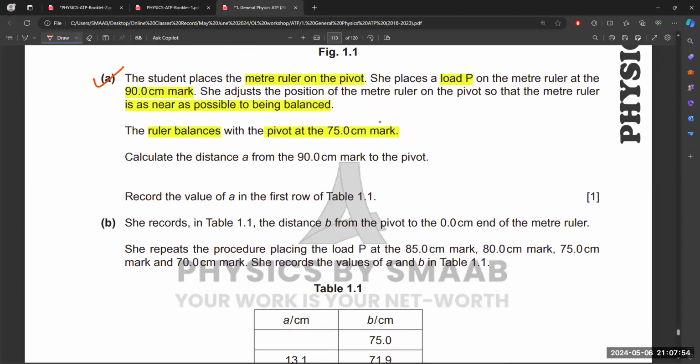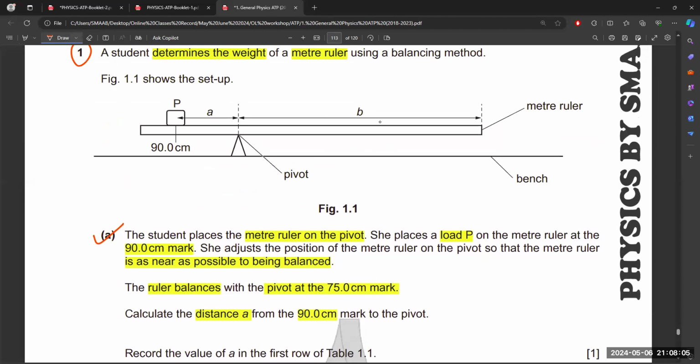Calculate the distance A from the 90 centimeter mark to the pivot. So we have to find out this distance A from the 90 centimeter mark. In the diagram, you can see A is already given over here. And this is the pivot.